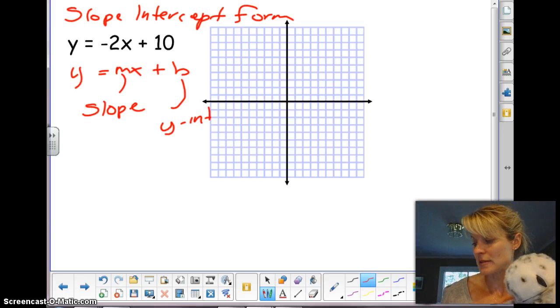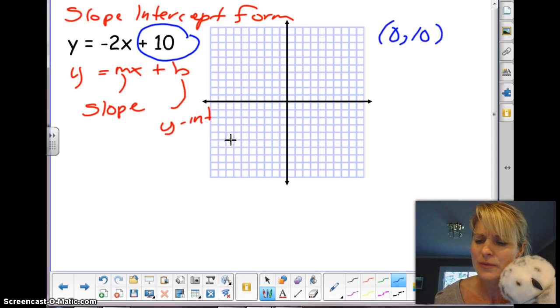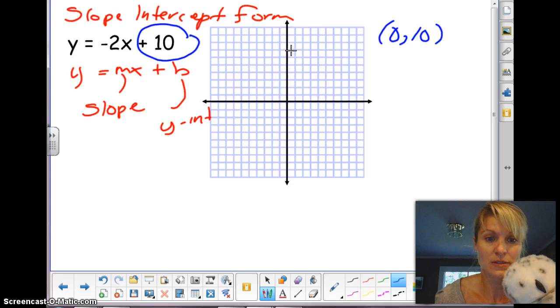But I like these because starting off, I know if it looks like this, that 10 is my y-intercept. I'm sorry, I'm confusing you. This is my y-intercept. So I know that it intercepts the y-axis at 10, which would be, I think, up here. 1, 2, 3, 4, 5, 6, 7, 8, 9, 10. Okay? So then all I have to find is the x-intercept.